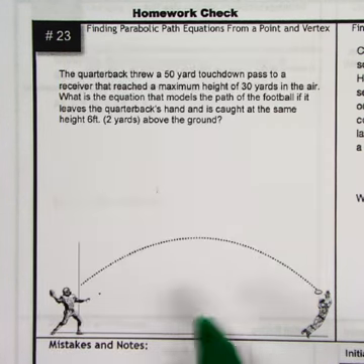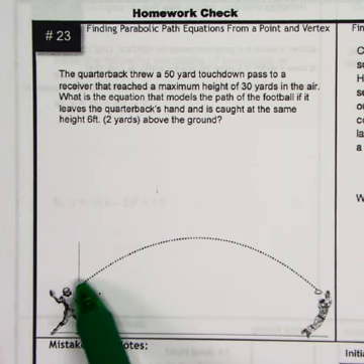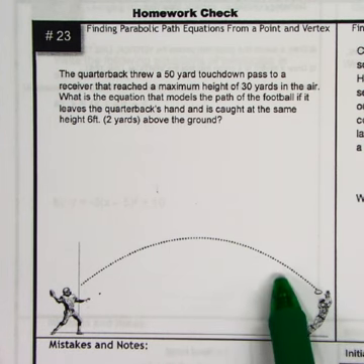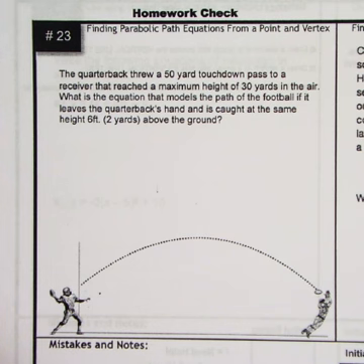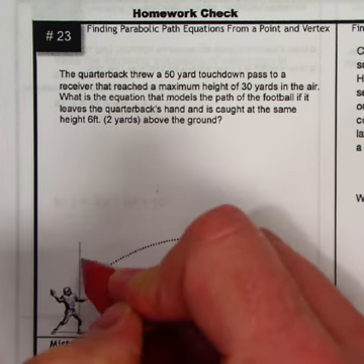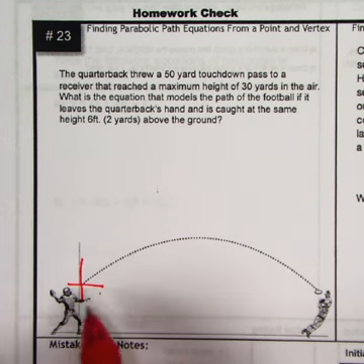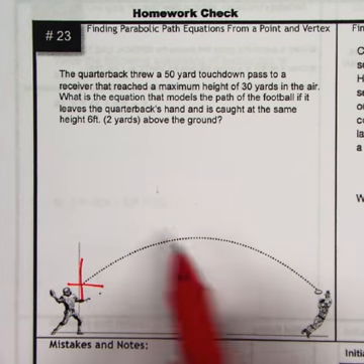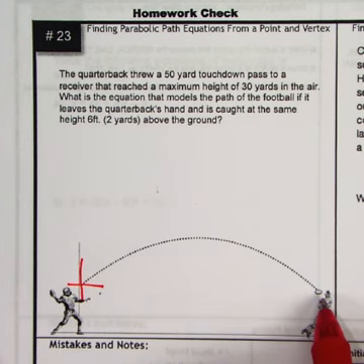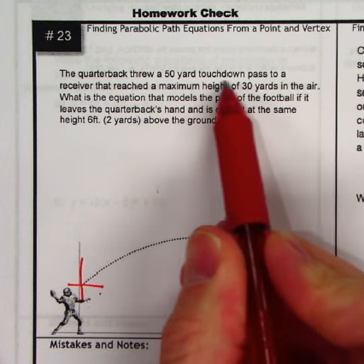When I look at this picture, I can see that I have a parabolic path of flight that's happening. Setting the origin means to orient your graph paper so that you know where 0, 0 is. I'm going to put it right there at the hand of the quarterback where he releases the ball, and this is where the receiver catches it. It says a quarterback threw it 50 yards.